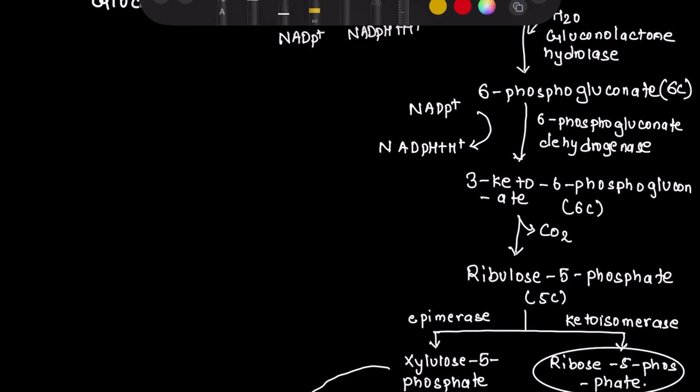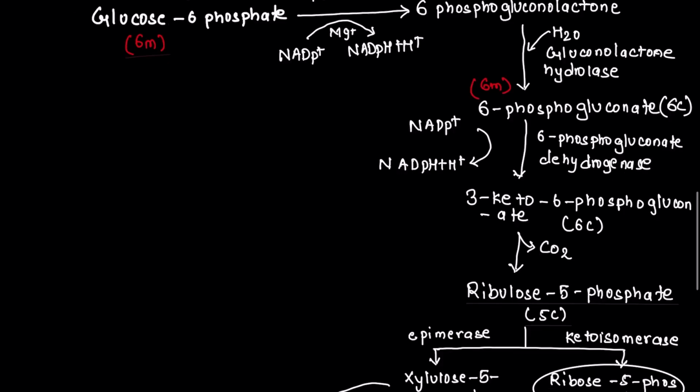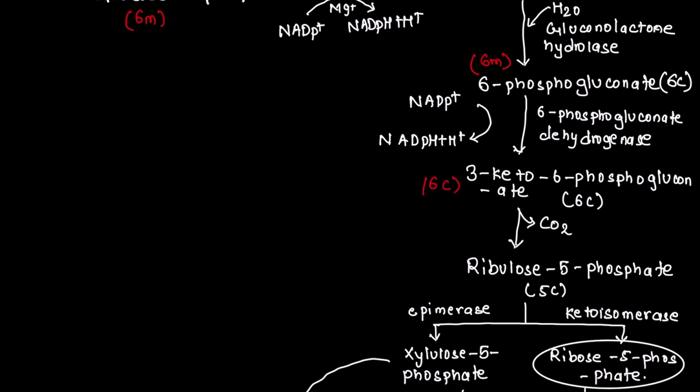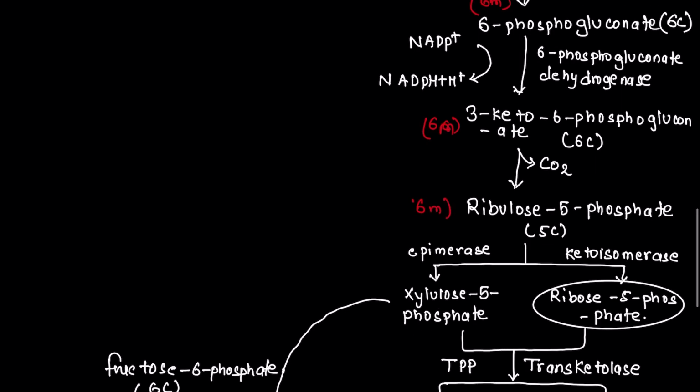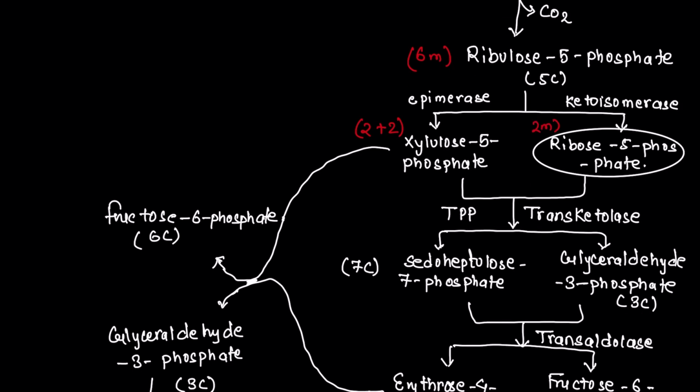Also, an important thing to remember is that initially, 6 molecules of glucose 6-phosphate are converted into 6 molecules of phosphogluconolactone, then 6 molecules of 6-phosphogluconate, then 6 molecules of 3-keto phosphogluconate, and then 6 molecules of ribulose 5-phosphate are formed. From that, 2 plus 2, that is 4 molecules of xylulose 5-phosphate are formed, and 2 molecules of ribose 5-phosphate are formed.